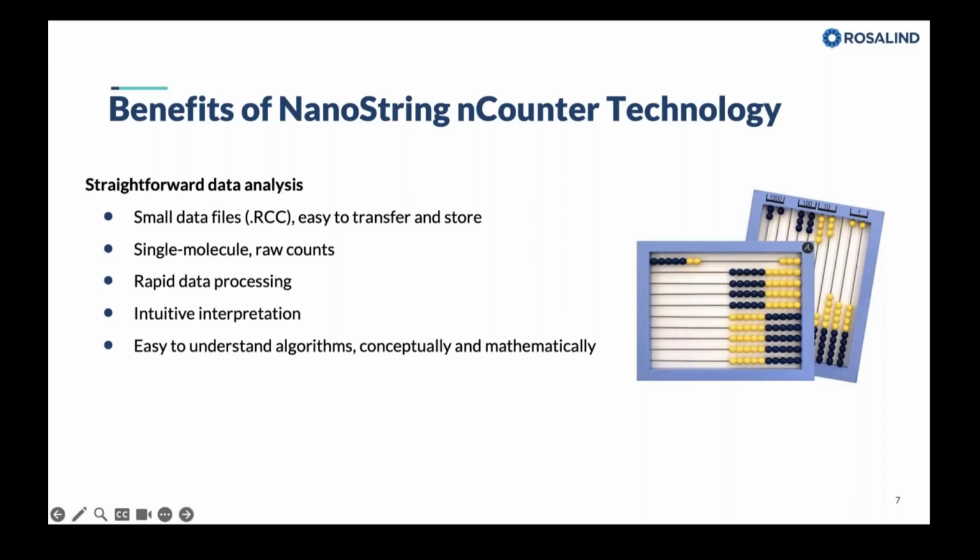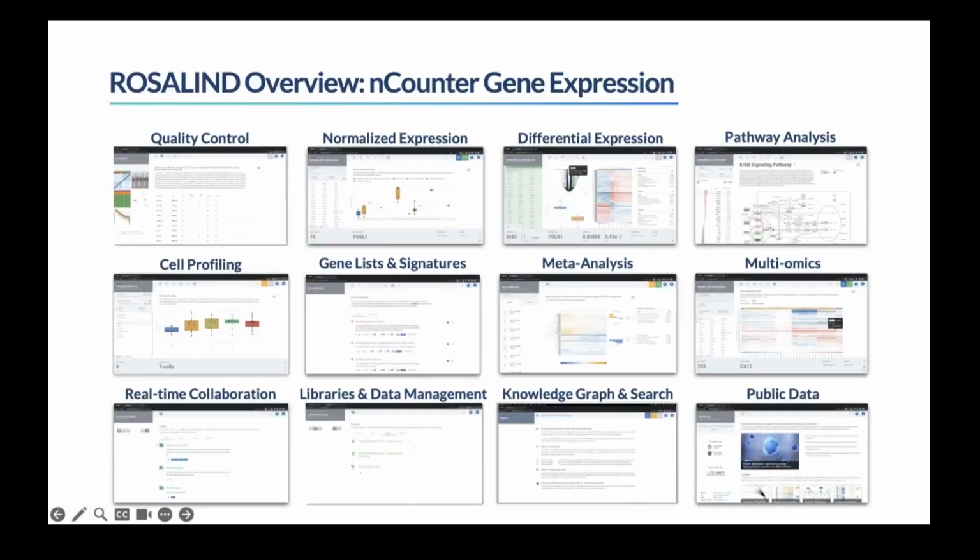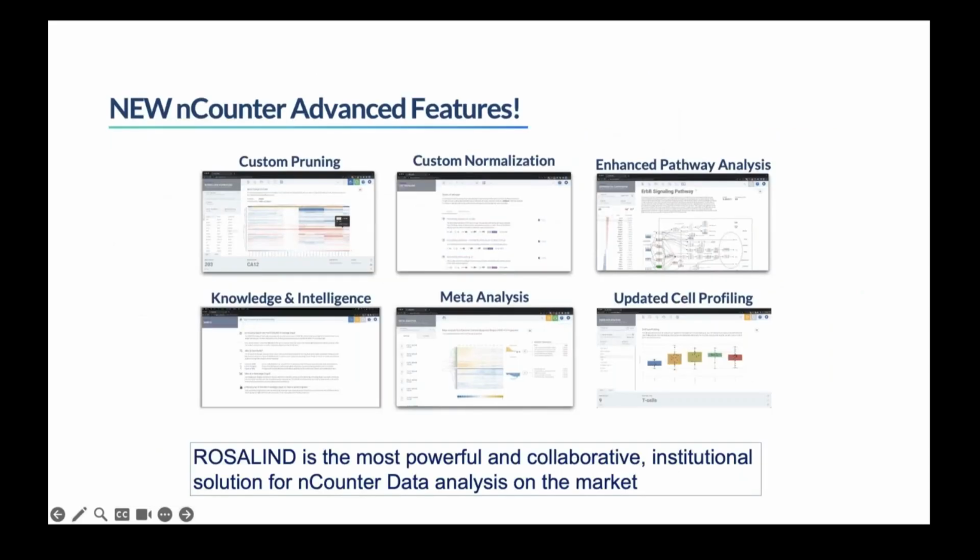So we'll be seeing various parts of the Rosalind platform as we progress through this masterclass. Today we'll be focusing on the quality control module within the Rosalind platform. There are various other modules which we may or may not discuss over the course of the next month or so. But today we're focused on quality control, and upcoming we'll see some of our pathway features, cell profiling features, and meta-analysis.